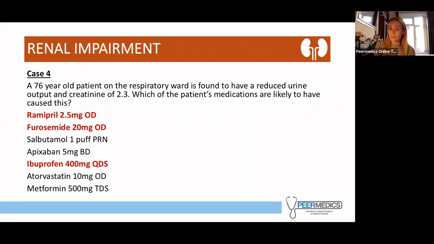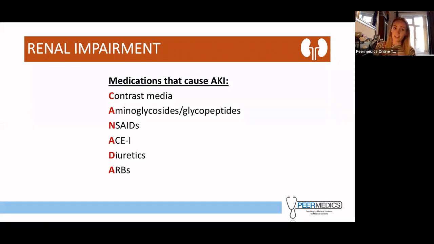Now, an easy way to remember the drugs that cause AKI is the mnemonic CANADA. So it's contrast media, aminoglycosides or glycopeptides, NSAIDs, ACE inhibitors, diuretics, and angiotensin II receptor blockers. This is, again, something that they love to ask about. It's so easy for them to test. So just remember this little mnemonic if that's the way you work. I love mnemonics, which you may start to tell by the end of this. And honestly, it is so helpful.